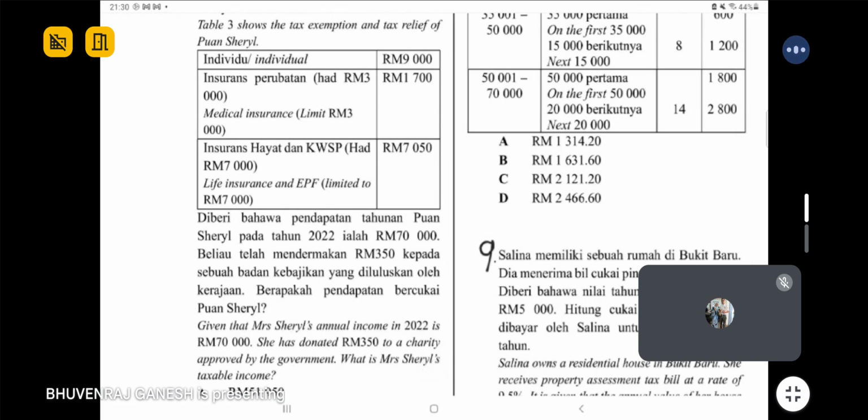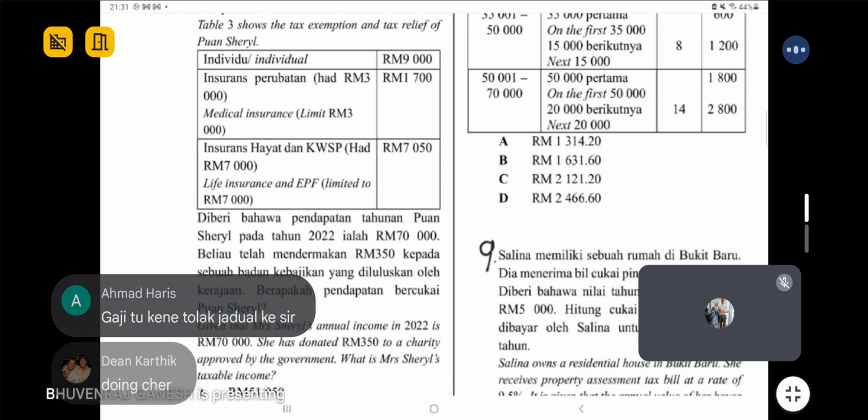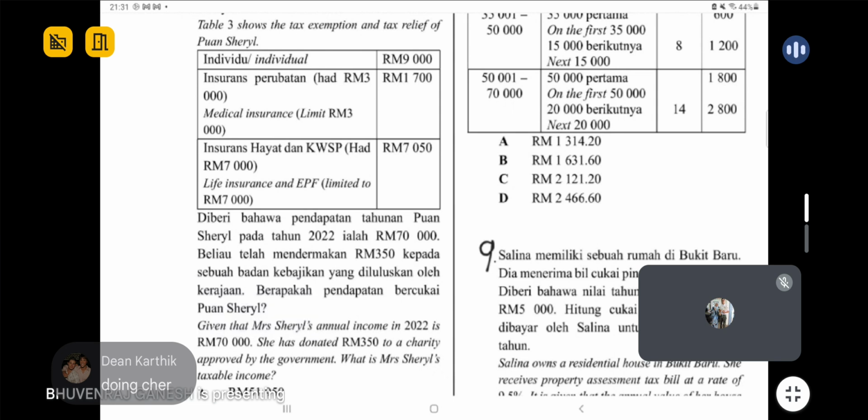Do you get it, everyone? You must be a bit fast in your calculation. Gaji tu kena tolak jadual ke sir? No, tak perlu. Gaji tu kena tolak. Yes, kena tolak. Okay, gaji you will subtract with the other values, the rest of the values. Then only you get chargeable income. Betul? Kamu dapat pendapatan bercukai. Ambil gaji, tolak. Wah, cepatnya. Saya pun tak kira lagi.